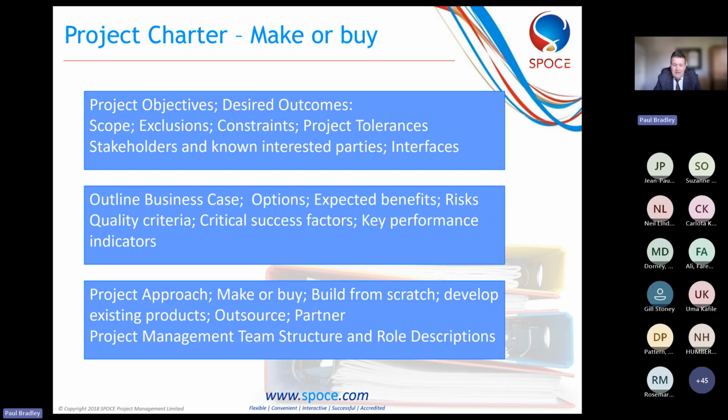And the final thing on that list is the project management team. We're looking at the structure and we're looking at the role descriptions. So who's going to be involved? Who's the sponsor, the project manager, the project teams, the specialist teams, assurance teams, support functions, and so on. Are they available? Can they commit to the project? And if so, let's get them on board, create job descriptions so that everybody knows what they're doing and where the authority lies. So that's all around the project charter.